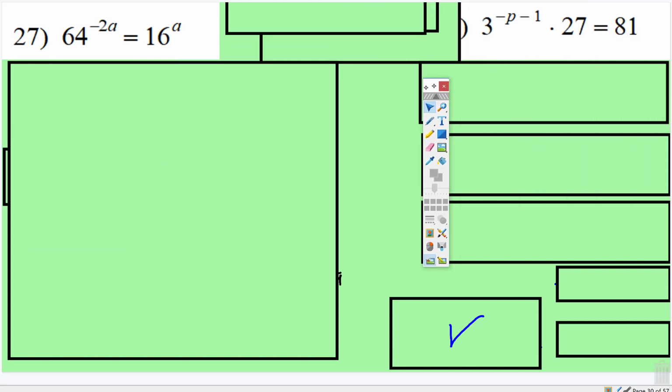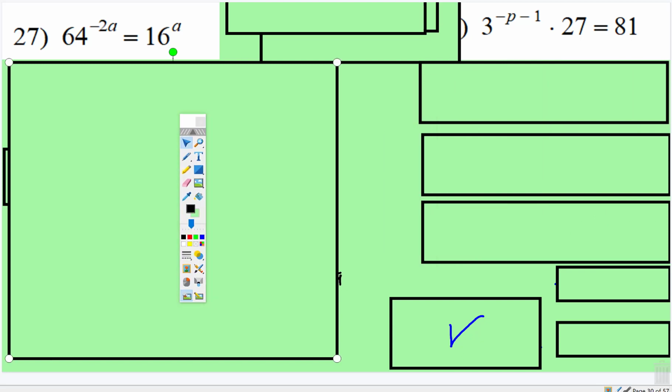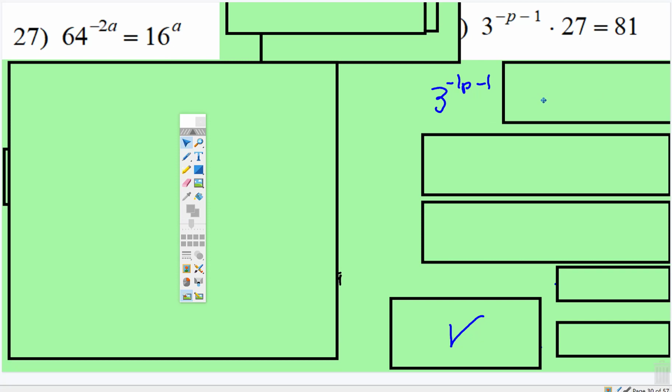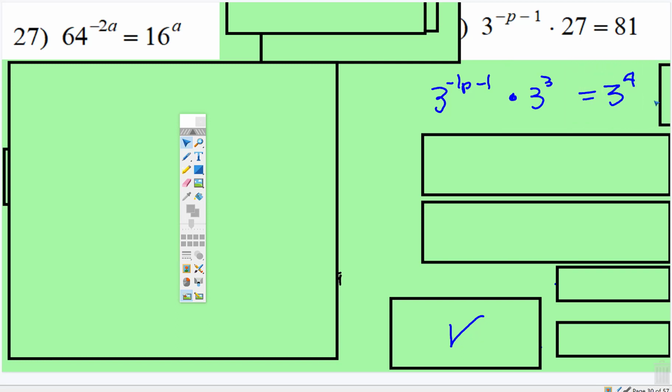Okay, so now we've got a multiplication problem. 27 is a power of 3, and 81 is a power of 3. So you're going to rewrite both of those as powers of 3. So we're going to leave 3 to the negative 1p subtract 1. 27 is 3 cubed. 81 is 3 to the 4th.